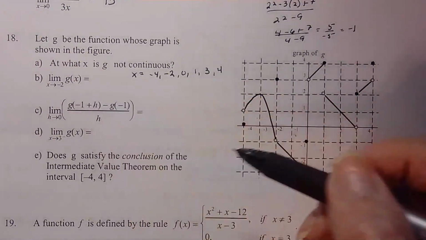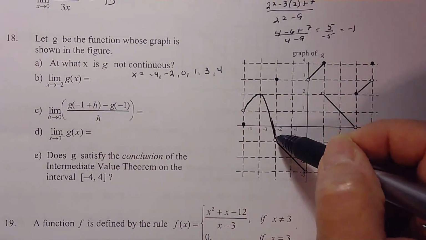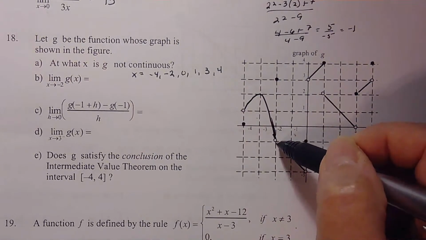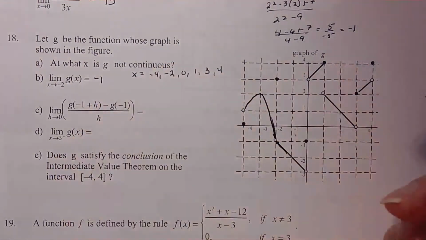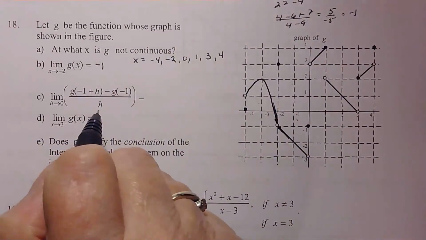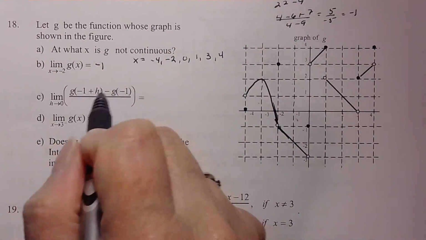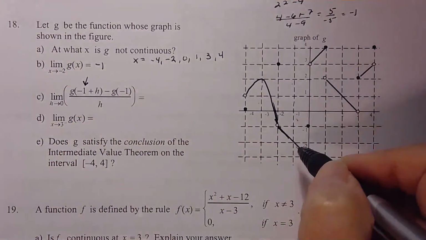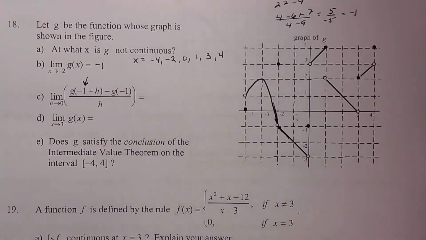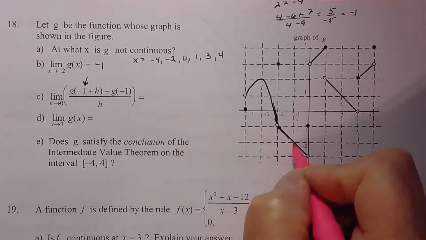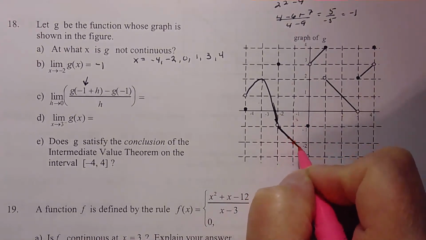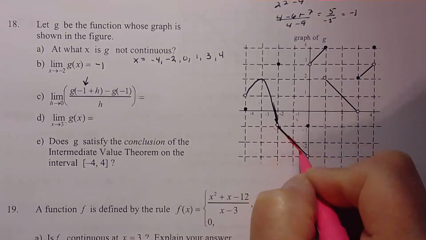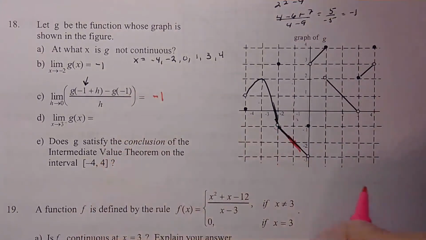What's the limit as x approaches -2? If we come in from the left, it's -1. If we come in from the right, it's -1. So it's -1. C says, what is the slope of the tangent line to this graph at x is equal to -1? If I go over to -1 and I draw a point and a tangent line on that, it's going to have the same slope as this function. I'm eyeballing it and saying it's -1, and I'm done.